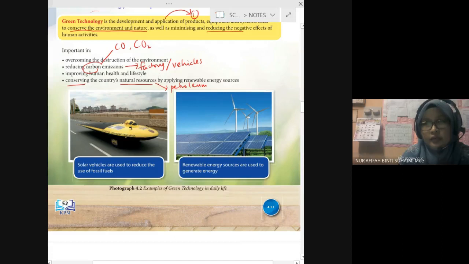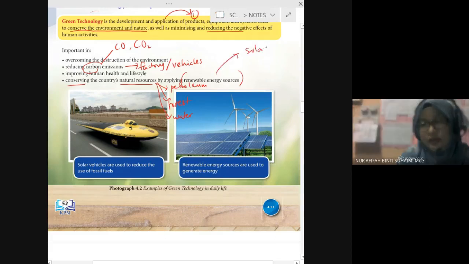Okay, what are natural resources? Forest, our forest, water. Okay, we want to reduce the pollution, water pollution. We want to conserve our forest. No illegal logging, no deforestation anymore to make paper or else. And then petroleum. We want to reduce the use of petroleum, for cars, vehicles, and for other energy. So we need to apply renewable energy sources.